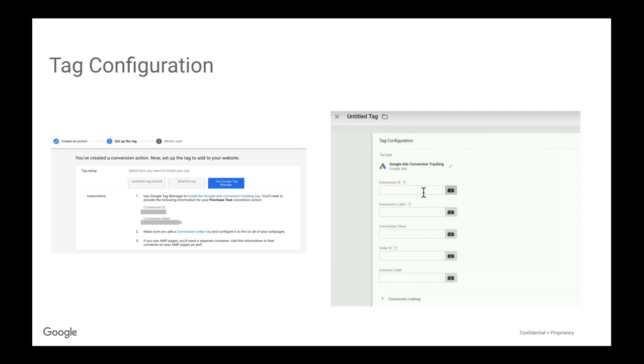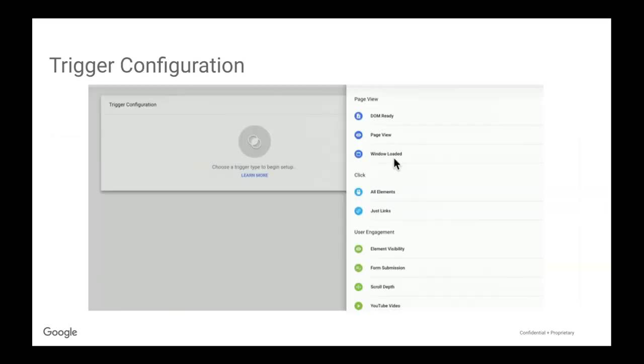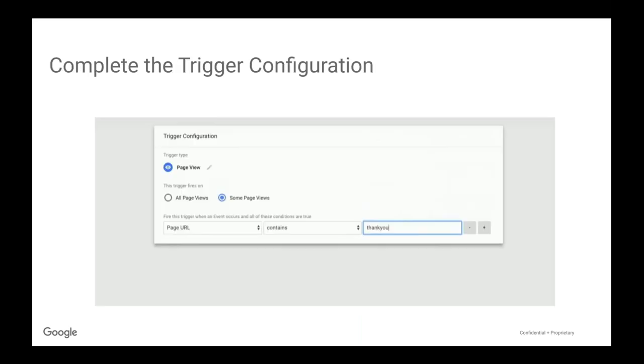Once we've completed these steps, we move to the triggering part to select when we want this tag to trigger. Again, we have different options. As it is quite common, in this example, I'll configure the trigger to fire when the user lands on a thank you page. So in the page view section, I select page view again. And then I will be asked to provide some very quick and easy configuration.